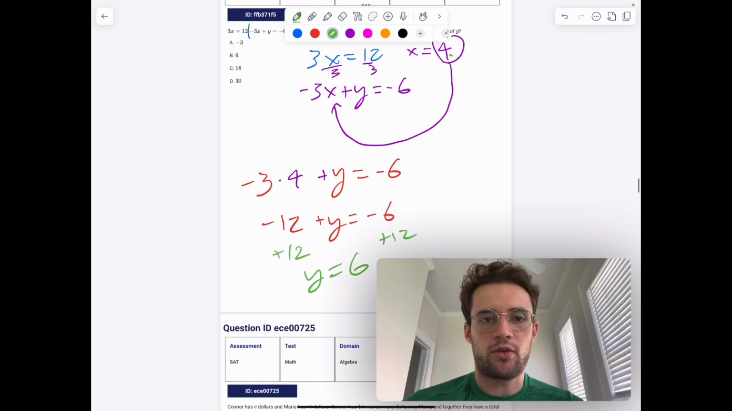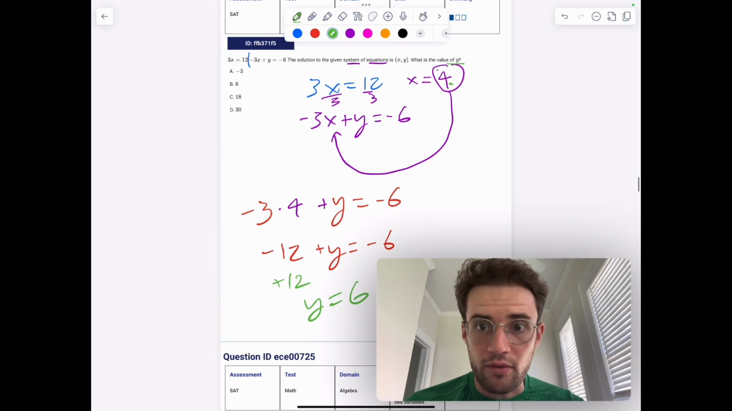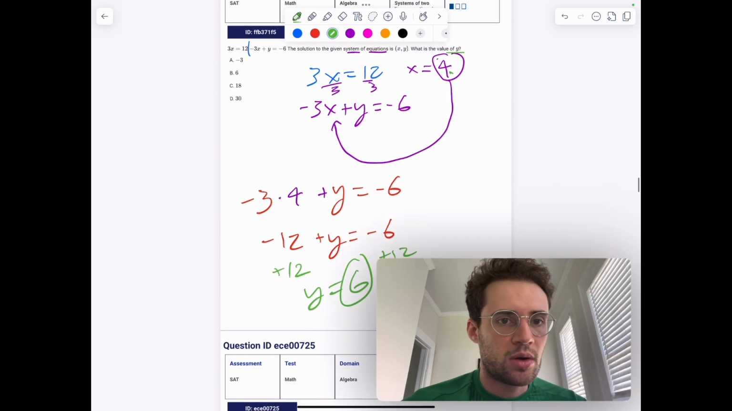And then we have 4 comma 6. Or they were asking for the value of y. So all we need is that 6, which is choice B.